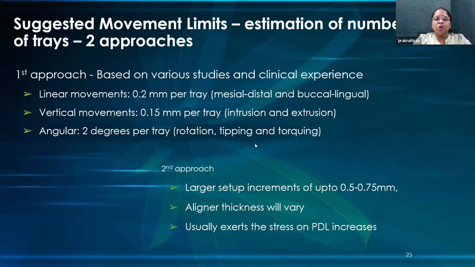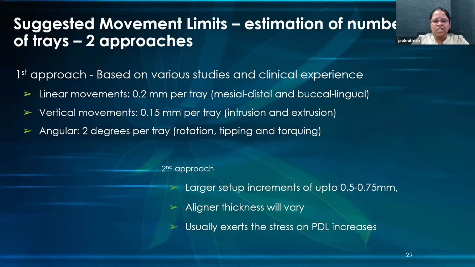This second approach of calculating the number of trays is usually not being carried out these days. What they used to do is large increments of tooth movement in the initial stages to show a rapid result to the patient. Later they were getting back like 0.5 to 0.75 mm. They were trying to move with the initial trays, but this approach is not good, as the periodontal ligament will go for hyalinization and the tooth movement will just halt.